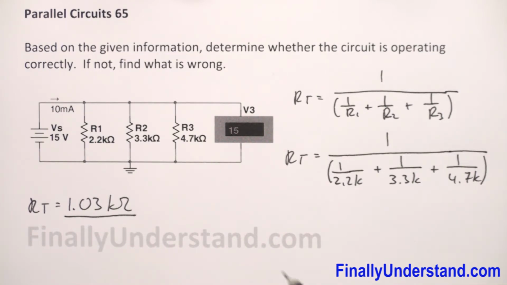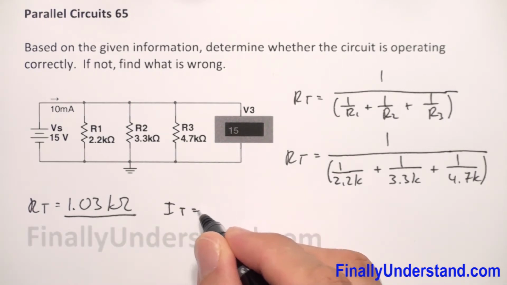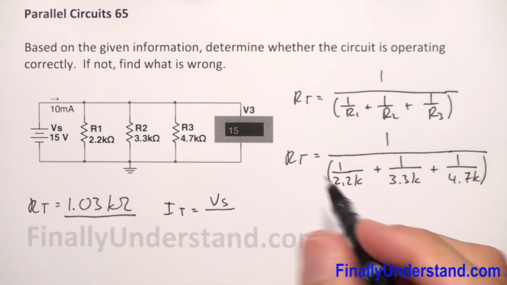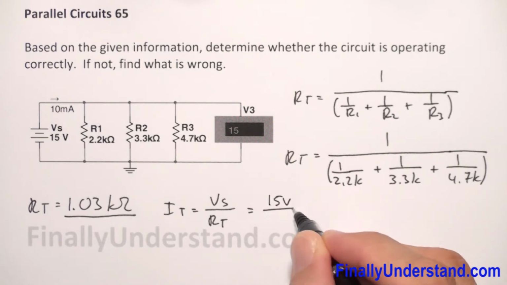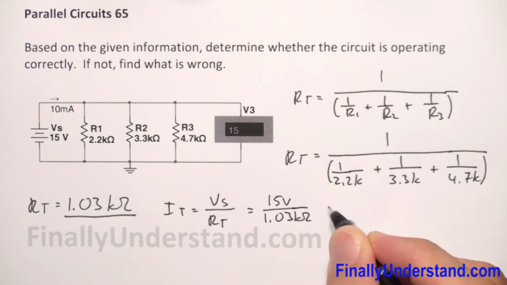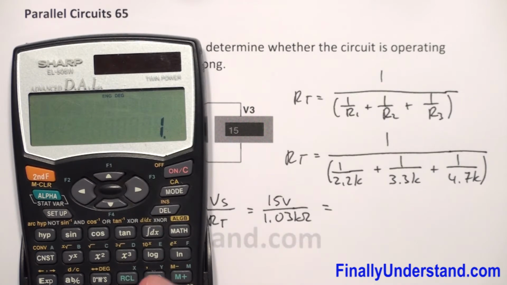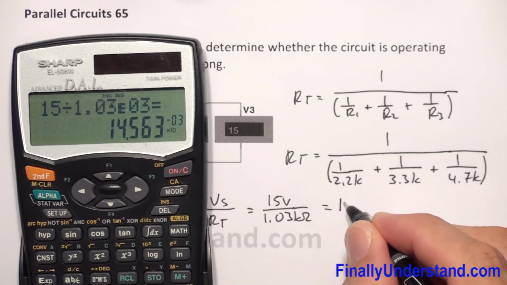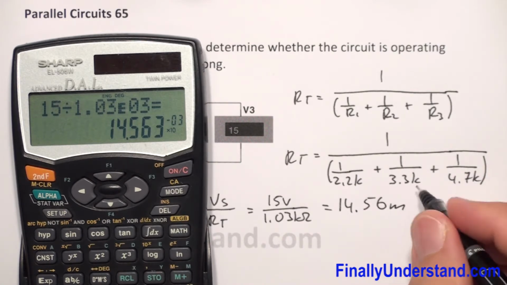Next, I'm going to find the total current. Let me write this over here. I total is equal voltage source over R total, where voltage source is equal 15 volts, divided by R total, 1.03 kilo ohms. And this is equal 15 divided by 1.03 exponent 3, this is equal 14.56 milliamps.